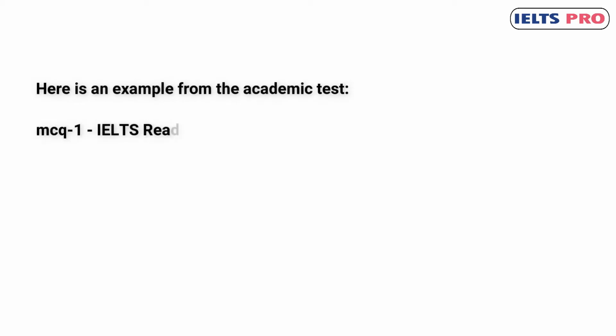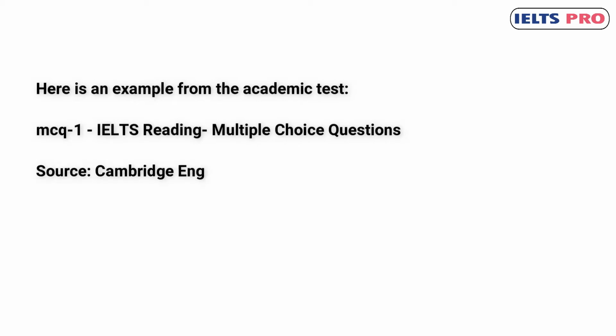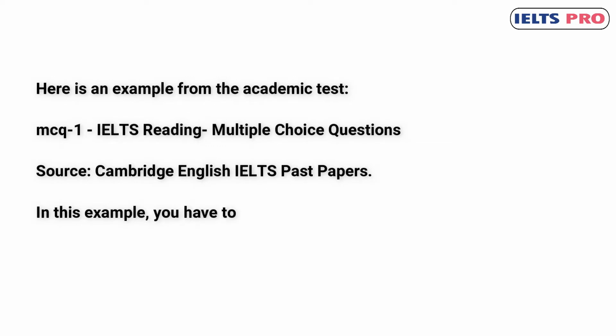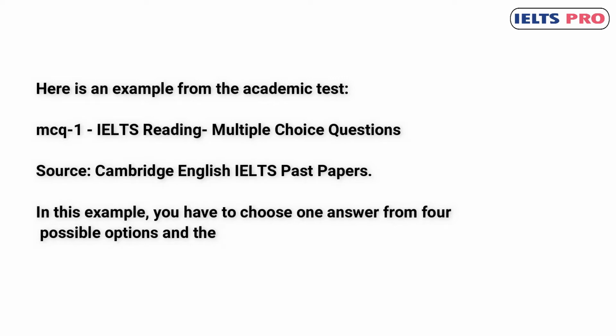MCQ 1, IELTS Reading Multiple Choice Questions. Source: Cambridge English IELTS Past Papers. In this example, you have to choose one answer from 4 possible options and the question requires you to complete the sentences. Questions 10 to 12. Choose the appropriate letters A, B, C or D. Write your answers in boxes 10 to 12 on your answer sheet.